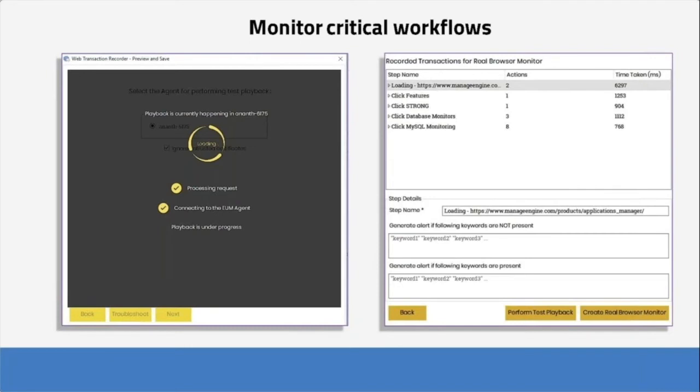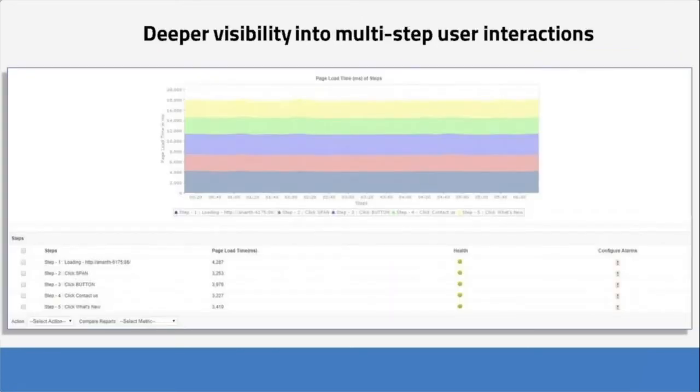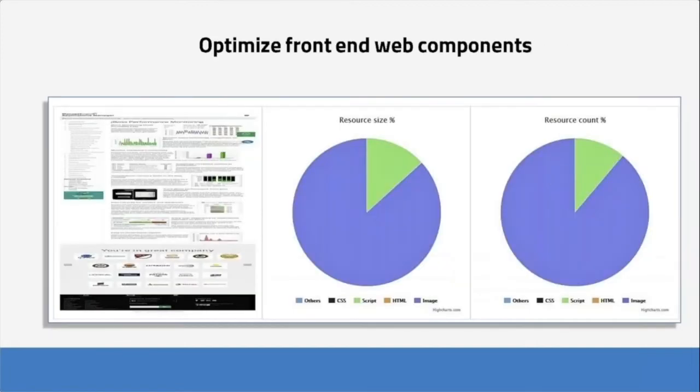Once the monitor is added successfully, the user will get deeper visibility into multi-step user interactions. What we have over here is 5 different transactions, which means 5 different web pages that are accessed, and each and individual web page has its own page load time and response time. That information is captured. Along with it, the screenshots are captured, which is how the website's performance is identified. What we have over here is a screenshot at the time of recording.